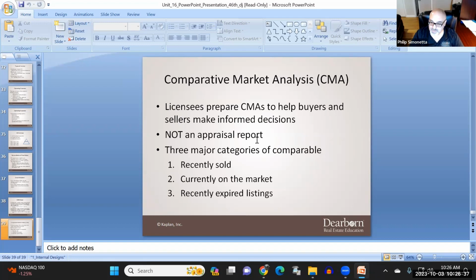So a CMA, an agent can do, you cannot call it an appraisal. That's a violation. You cannot do that. It's not an appraisal. And that'll be the end of unit 16.